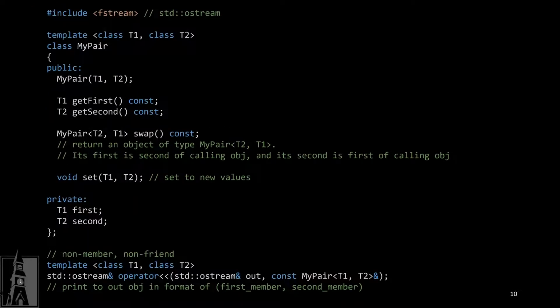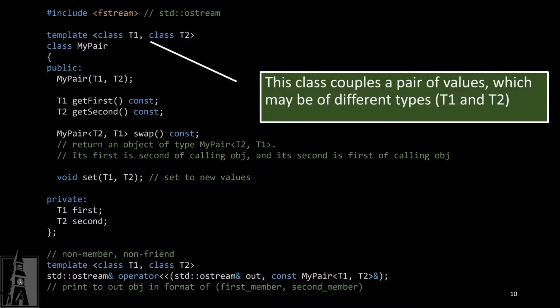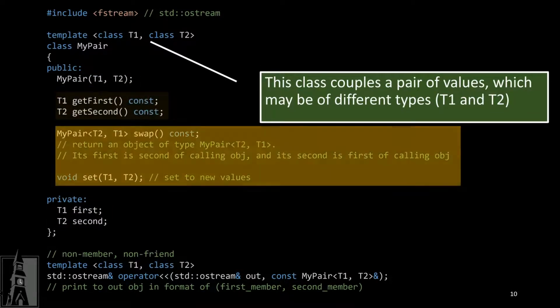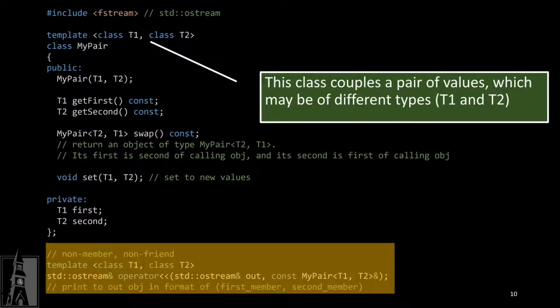Let's look at another example of a class template called myPair. One difference is that it couples a pair of values which may be of two different types. You can see that specified as T1 and T2. You can see that it also has two private data members to store those values, a constructor, two accessor functions, two mutator functions, and it also has an overloaded output operator.